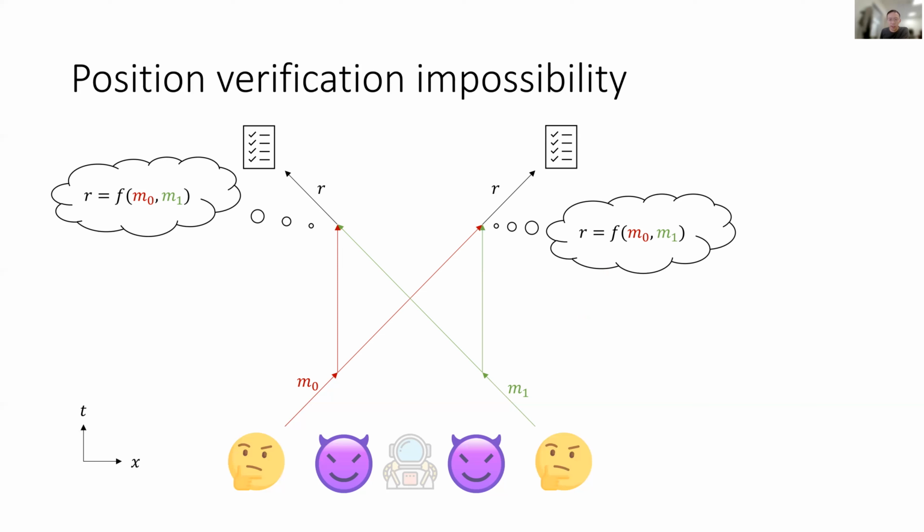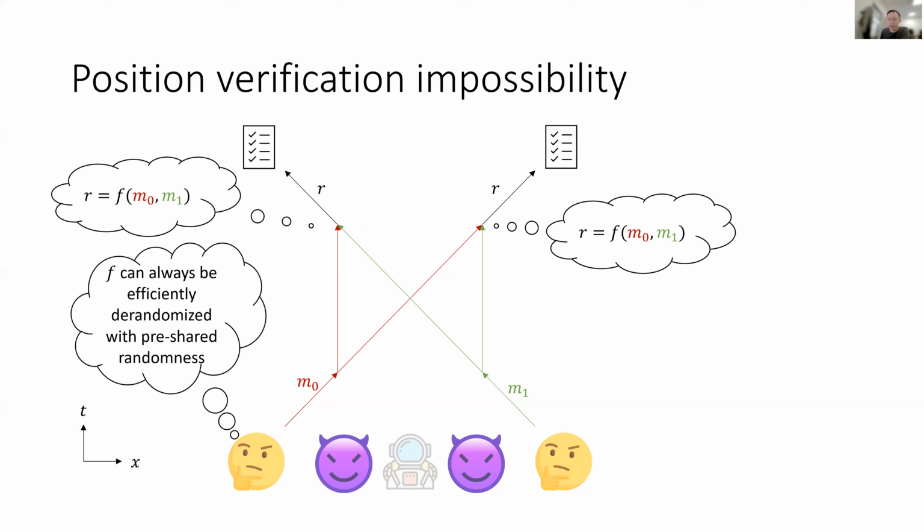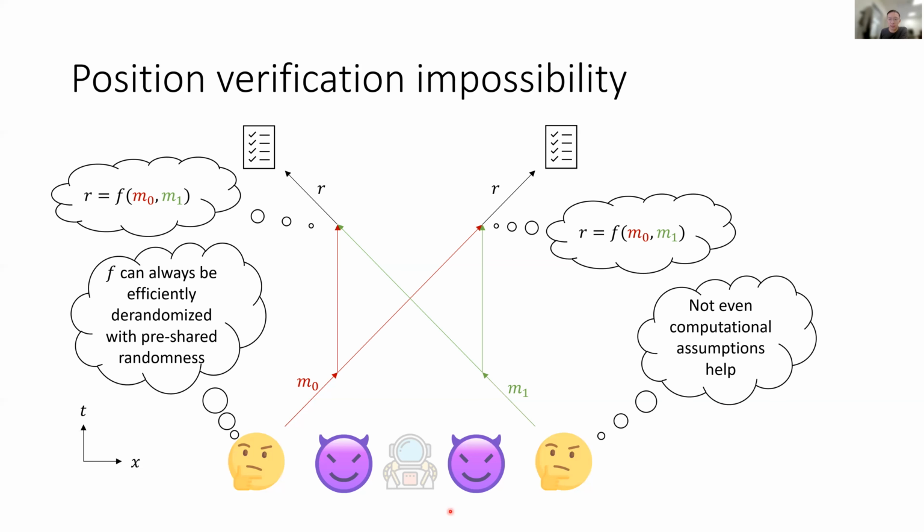First, let's observe that this attack is actually very efficient. In fact, it's as efficient as what the honest prover does. And furthermore, even if f is designed to be a randomized function instead of a deterministic function, you can still de-randomize this process by having these two adversaries share some randomness. Then f is essentially de-randomized to be a deterministic function, and the same attack goes through. And because it's efficient, even if you consider computational assumptions, you still cannot get around this impossibility.